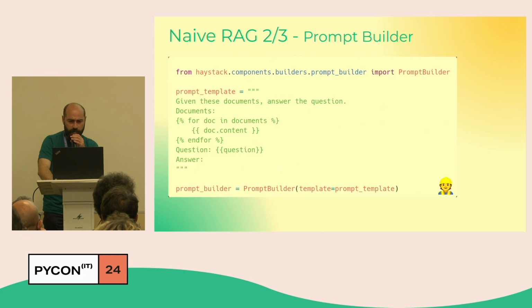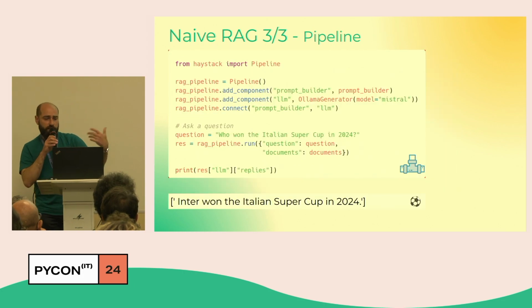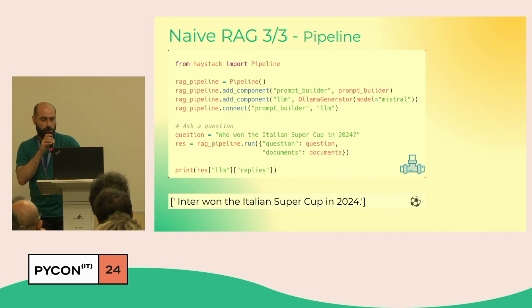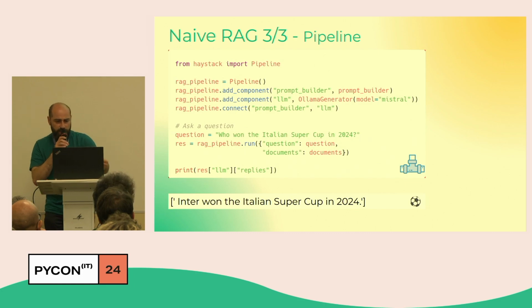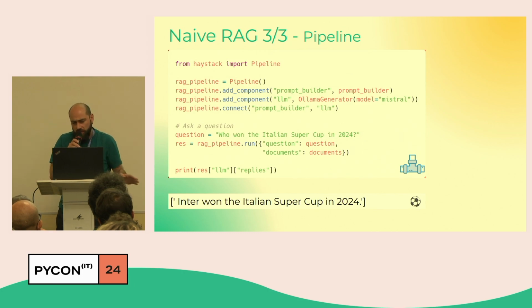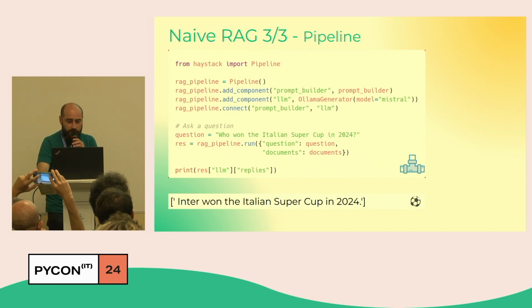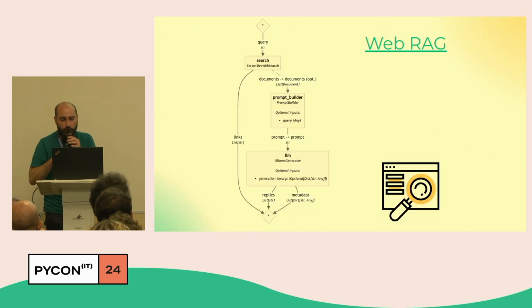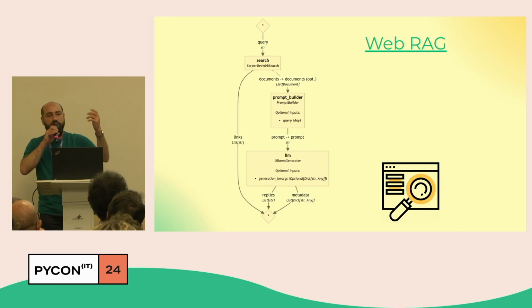Then we combine this prompt builder with a generator in a Haystack pipeline. So we add these two components, the prompt builder and then the generator, and then we can ask a question: who won the Italian Super Cup in 2024? And in this case, we get the right response. An evolution of this can be WebRAG. So the first step is to ask these questions to a search engine like Google and pick the top K results from Google and then inject them into the LLM.